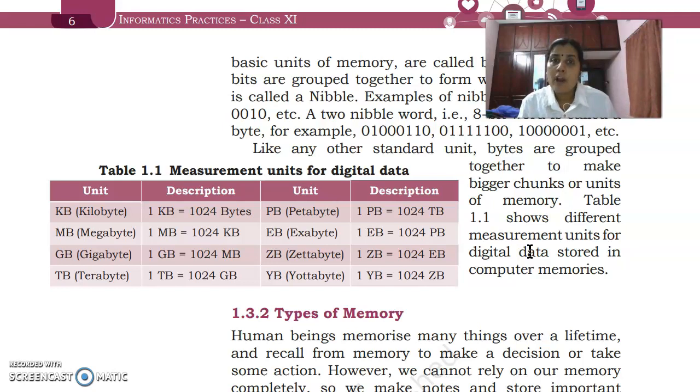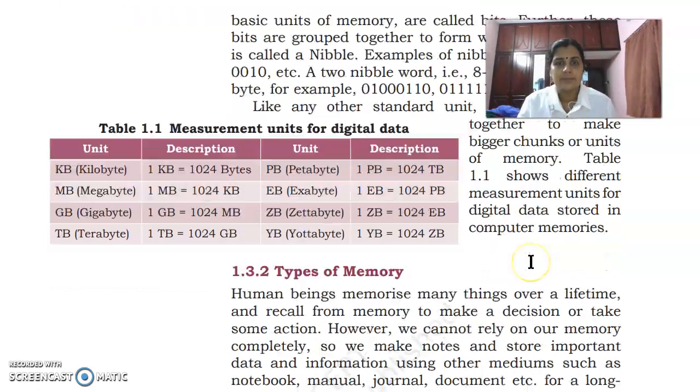By combining 4 bits, a nibble is formed. So a 4-bit word is called nibble. Examples of nibbles are 1001, 1010, 1110, like that. It contains only 4 digits which are in the form of binary numbers, that means either 0 or 1.